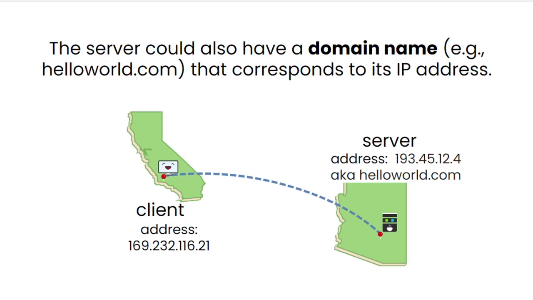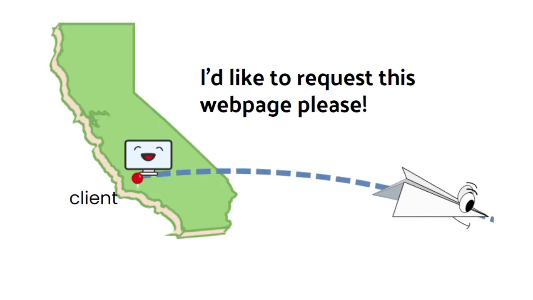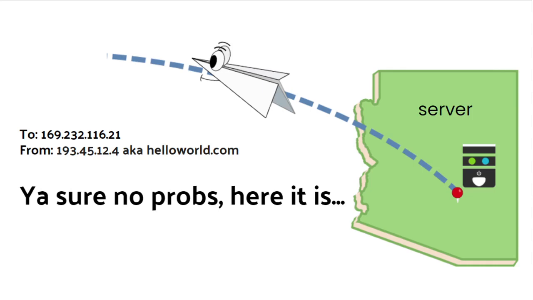You can see that the server has the IP address, and along with it has its own domain name like helloworld.com. So when you type in a domain name on your computer, you are making a request to a server with that corresponding address. This is how, when we type a URL in our web browser, the data gets fetched. The client has sent the request: I'd like to request this web page please. The request reaches the server, and the server says, sure, no problem, here is the data that you want. Now it is going back to the client side.